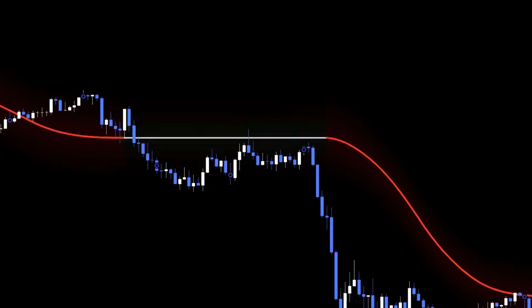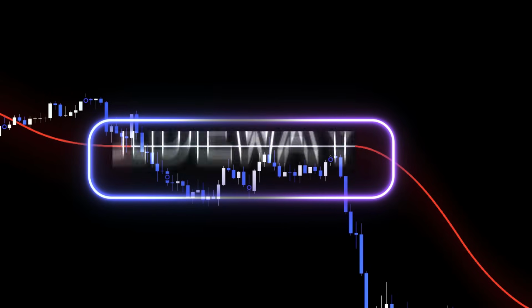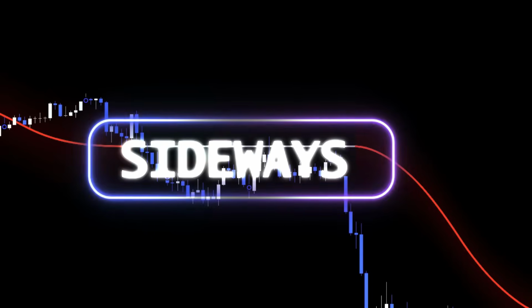Now, see that gray or white colored, cloudy area between the price and the line? I call that the chop zone. Basically, when the price is stuck inside the cloud, it's telling us things are messy and sideways. It's kind of a hands-off or wait-and-see area.